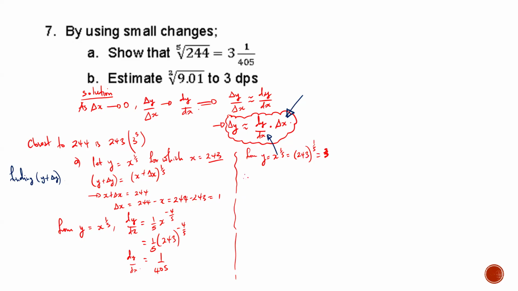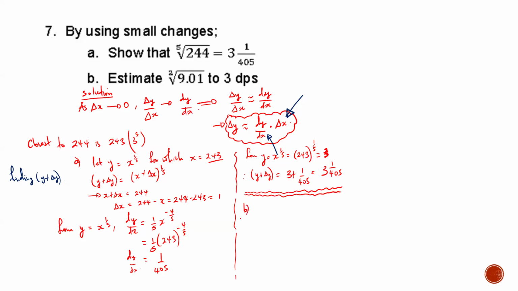Y is 3. So therefore, y plus delta y is equal to 3 plus 1 over 405. And this can also be written as 3 over 405. That is part A. And I think that's clear. If there are any questions, you can ask. However, let me first do part B.